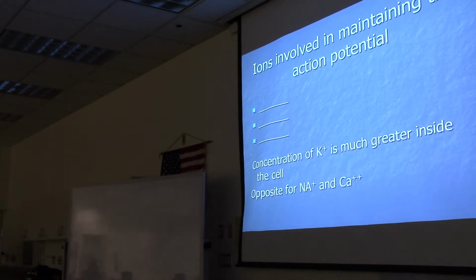What ions are involved in maintaining this difference in electrical charge? And it gives you 3 blanks. Sodium, potassium, and calcium. There's a lot more potassium inside the cell, but there's a lot more sodium and calcium outside the cell.